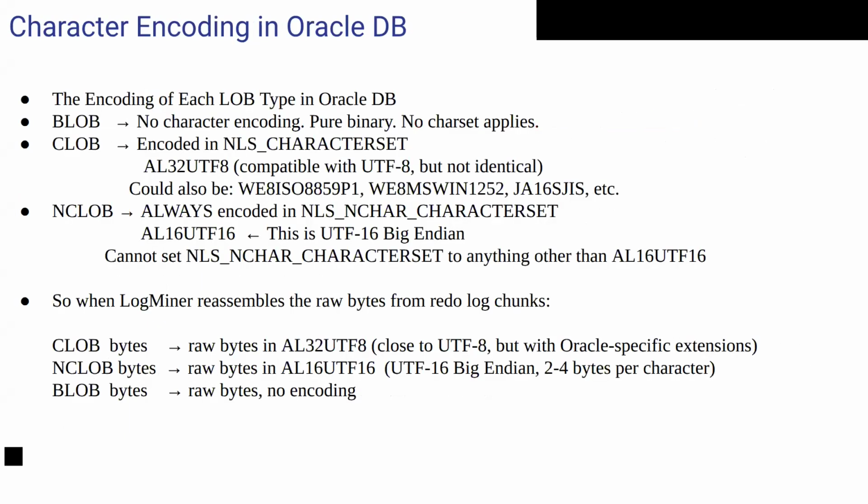Now, another important point that needs to be considered here is the character encoding. Each of the three different types of LOB has a separate character encoding. BLOB, actually there's no encoding. It gets stored as it is. CLOB gets stored as UTF-8, which is not exactly the same, but Oracle has defined its own character encoding, which is AL32UTF8. For NCLOB, it is actually stored in UTF-16 character encoding.